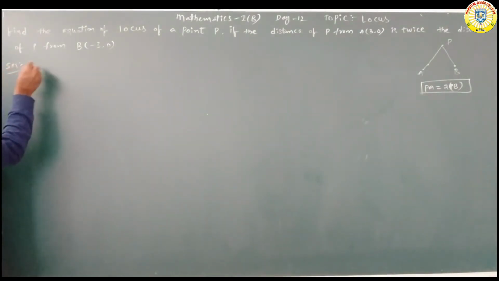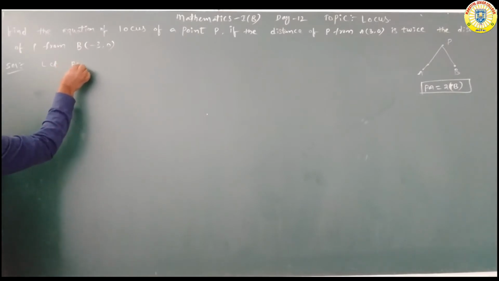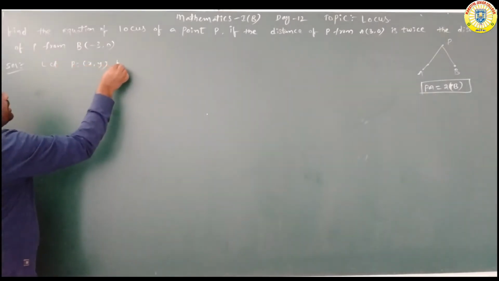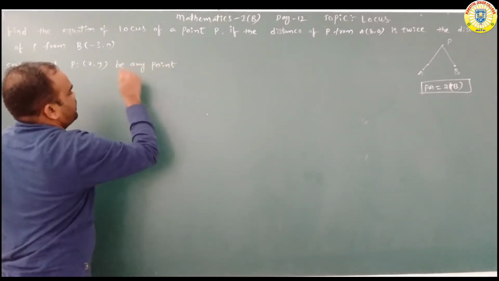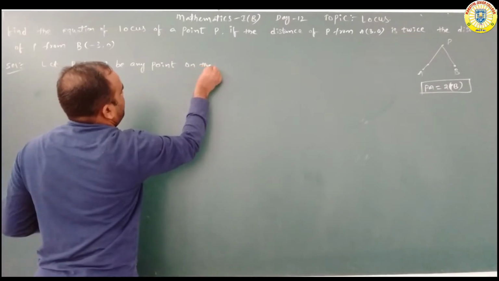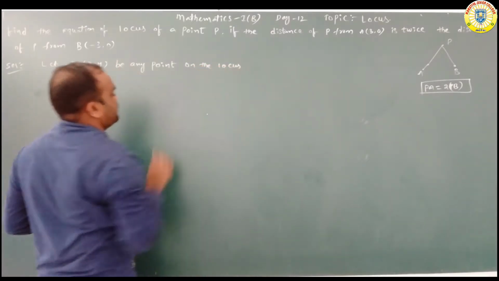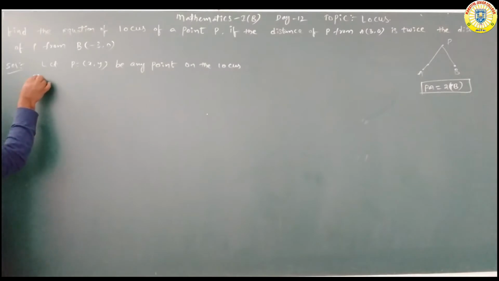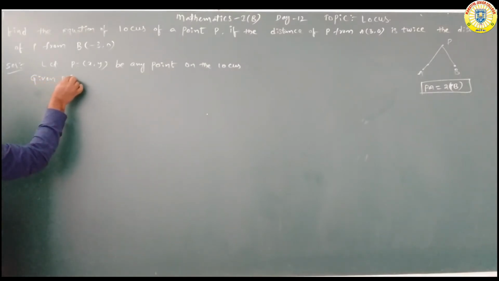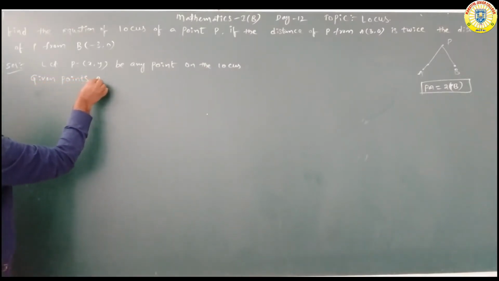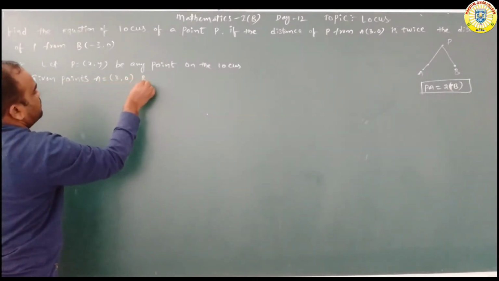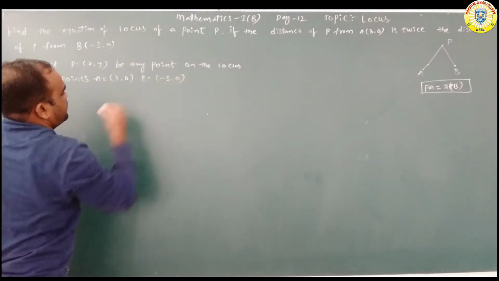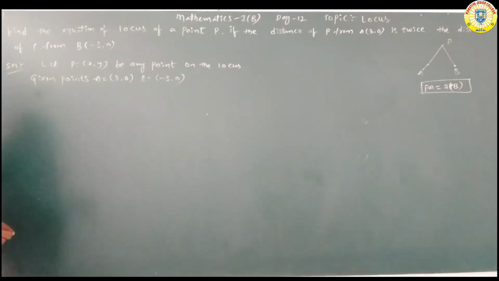What are the common steps? Let P equal to (x, y) be any point on the locus. Okay now? Here are the given points. A is equal to (3, 0), and B is equal to (minus 3, 0).